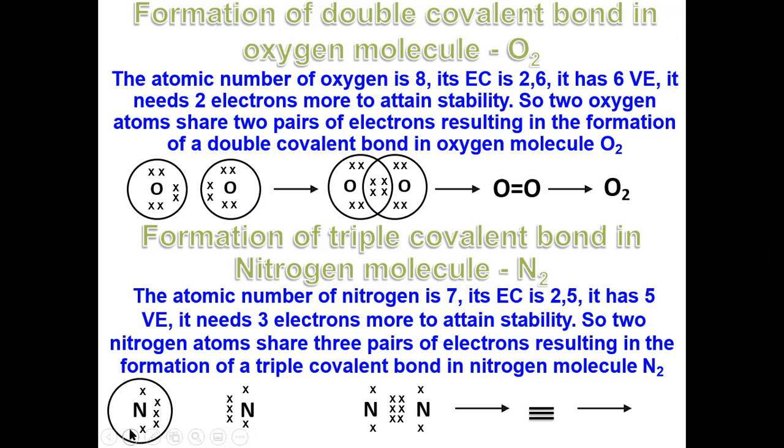This one is one nitrogen atom. This one is another nitrogen atom. When both combine, these nitrogen atoms will share 3 pairs of electrons, and we can represent this triple bonding by using 3 lines. This is the example of nitrogen and triple bonding.